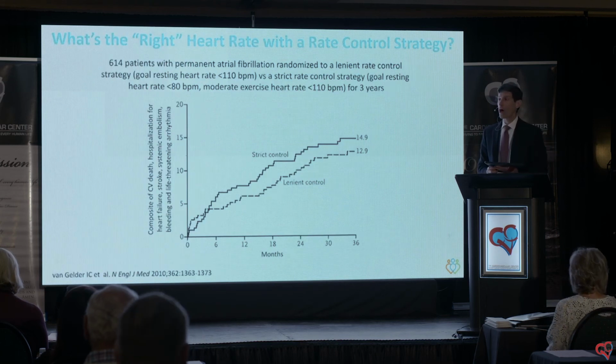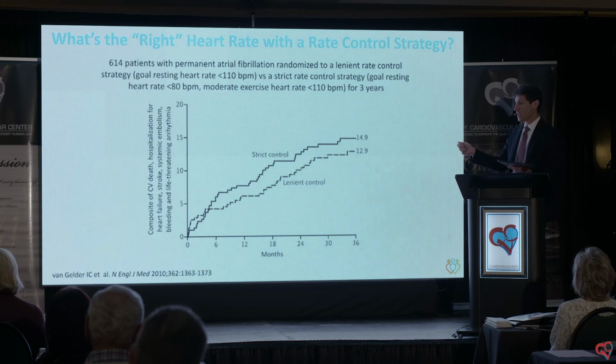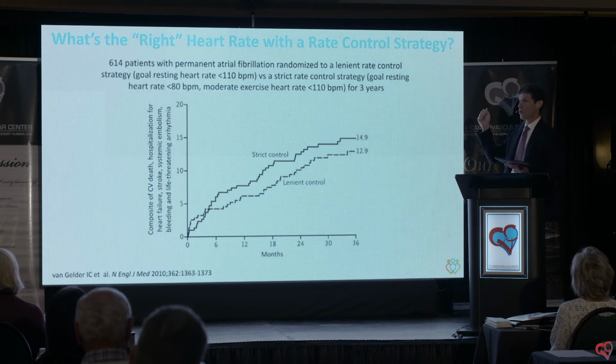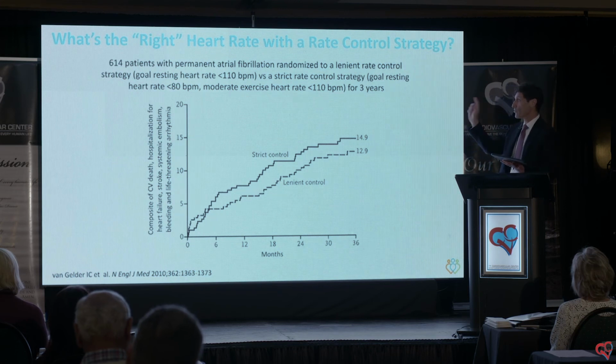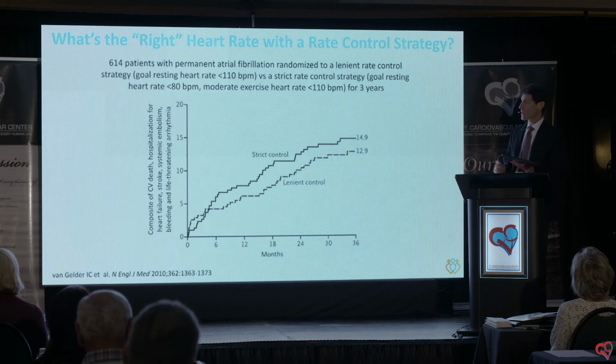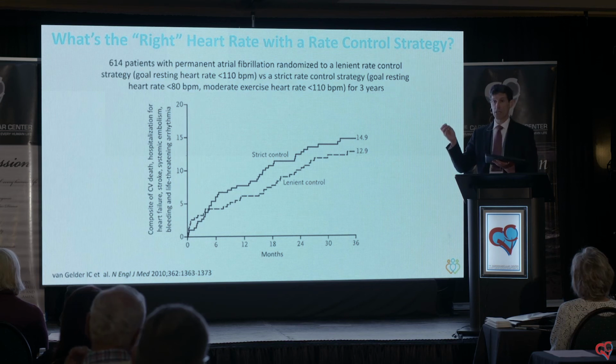So what's the right heart rate for people with a rate control strategy? This is an older study, now over 10 years old, 614 patients, permanent AFib, randomized to a lenient rate control strategy, less than 110 beats per minute at rest. I want to be clear, that's not with exertion, but at rest, versus trying to get the heart rate less than 80 at rest or less than 110 with moderate exercise. And the bottom line here was there was no difference over a 3-year period with this approach.